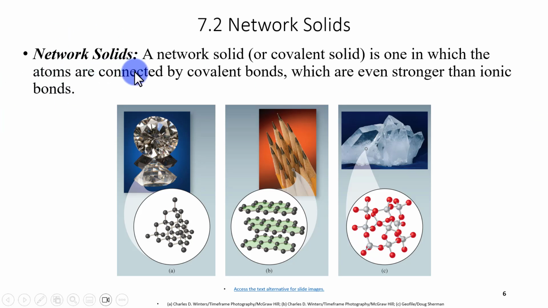Network solids, or covalent solids, are those solids in which the atoms are connected by covalent bonds, and they can be even stronger than ionic bonds. Here's quartz. This is what quartz looks like, and these are all repeating units of SiO2, but they are covalently bonded together, and therefore they're very strong.